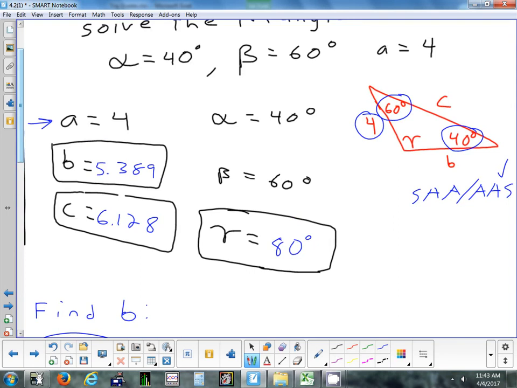Okay, so any question on the angle side case? Does it matter if you say side angle? No. Nope, as long as you know these two things are the same.